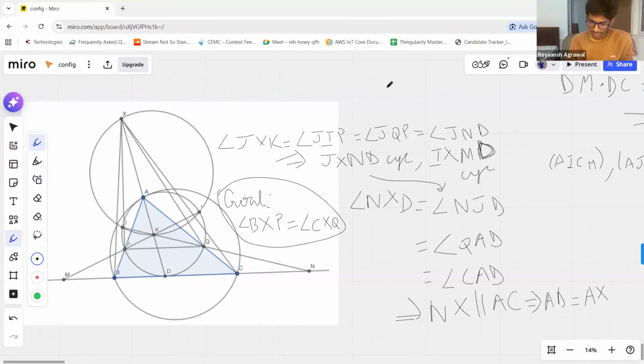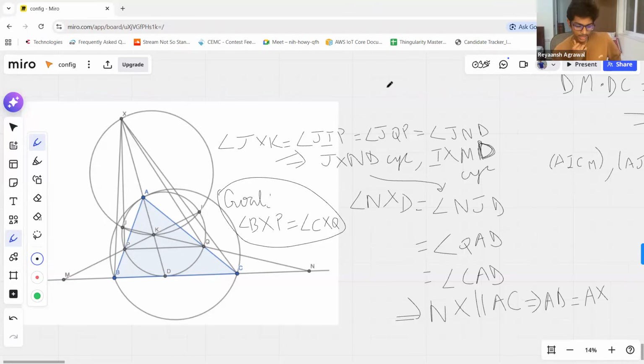To prove that XBDQ is cyclic, which angles can we handle here in XBDQ? We can try to handle BXD, right? But then we also need BQD. So how can we find those angles? How can we show that they're equal?